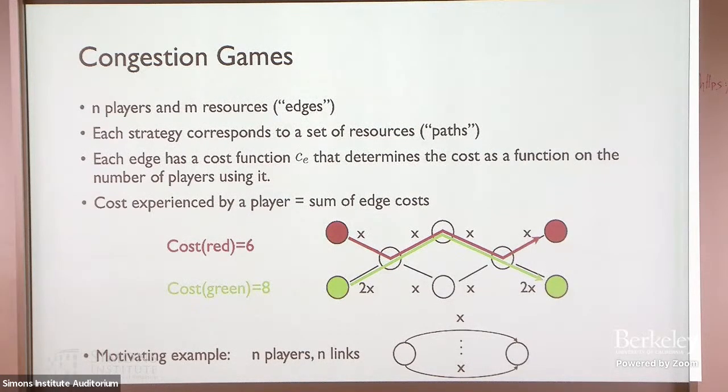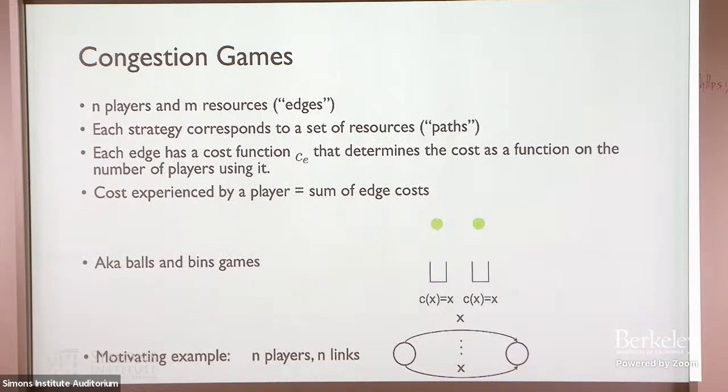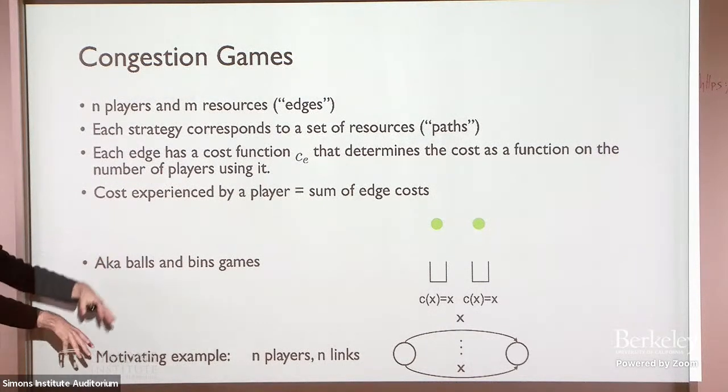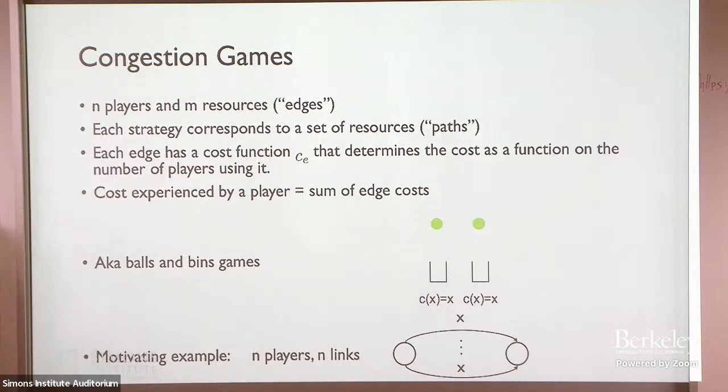A motivating example that's useful to keep in mind is the simplest possible special case, where you have n players and n parallel links. Each of them has a cost equal to x. These games are also known as balls and bins games, because you can think of the players as being balls, and then you choose your bin, and your cost is the number of other balls in the same bin as you.